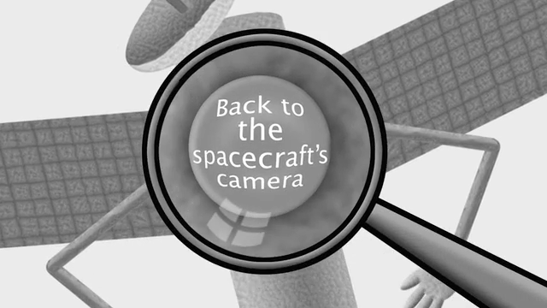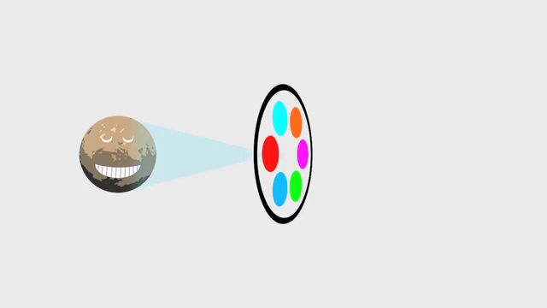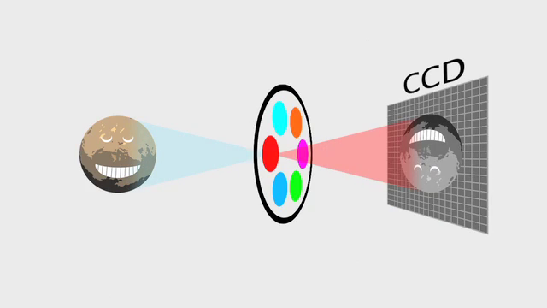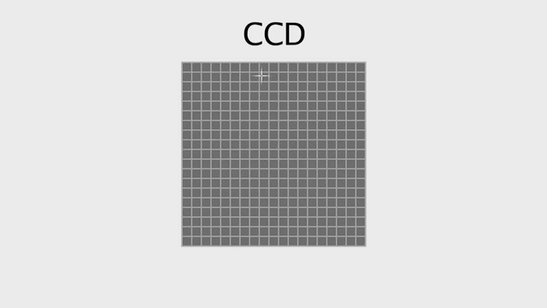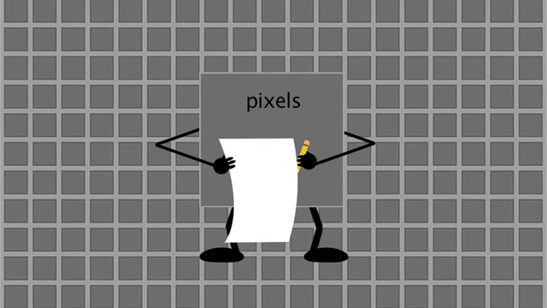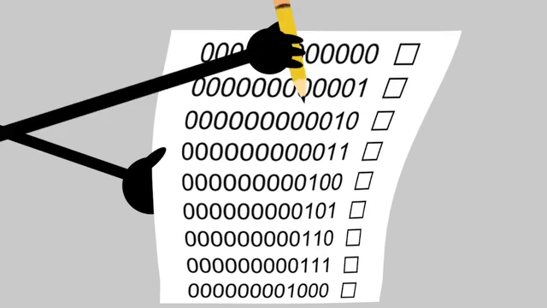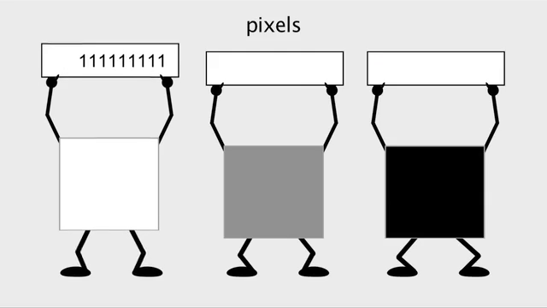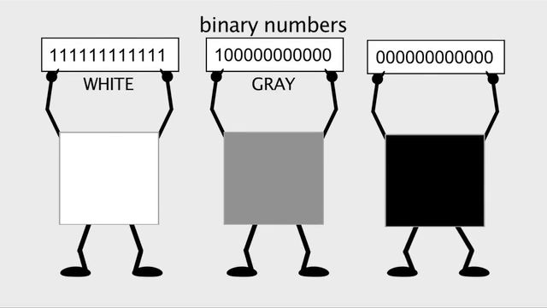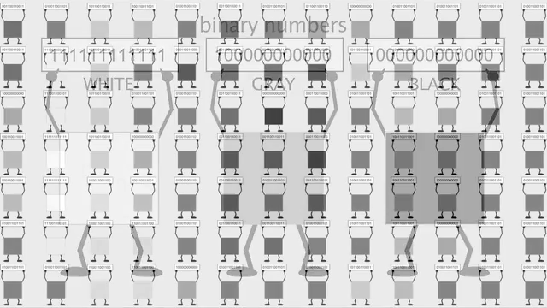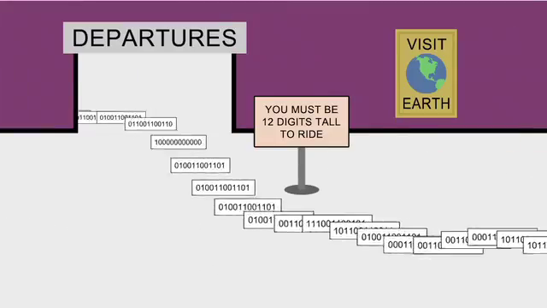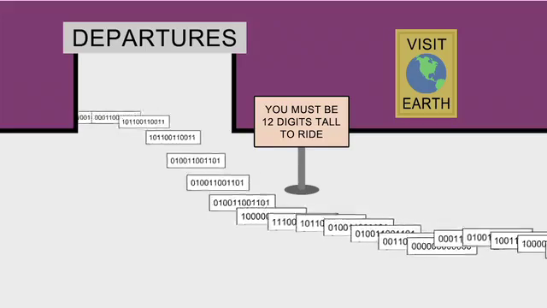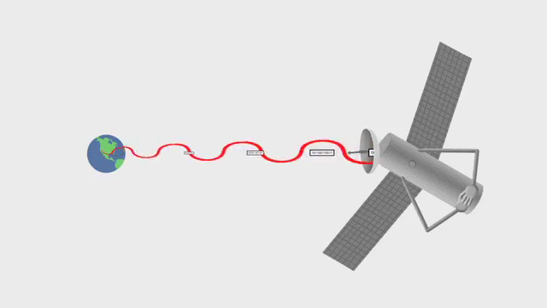Back to the spacecraft's camera. When light goes through a filter, it's focused onto a CCD. A CCD is a computer chip, like the one in your cell phone. A CCD is made up of thousands of light-sensitive pixels, recording the brightness of the colors for each point in the image, written as ones and zeros called binary numbers. The array of numbers describes the image so it can be recreated on Earth. The data are sent to Earth in the same order as the pixels in the CCD, using radio waves.